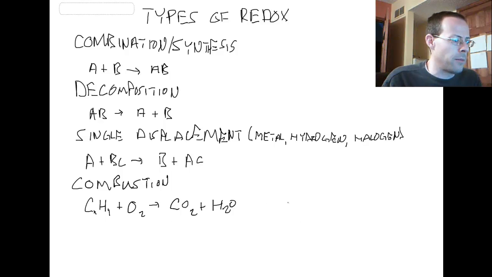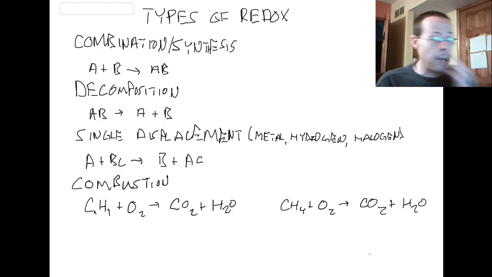So we're just going to go from the bottom back as far as examples go. CH4 is known as methane. If we react methane with oxygen, this is no surprise, we get carbon dioxide and water. Something kind of like that.